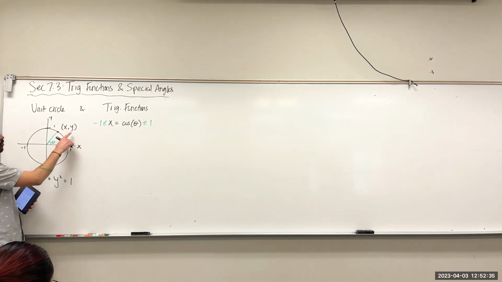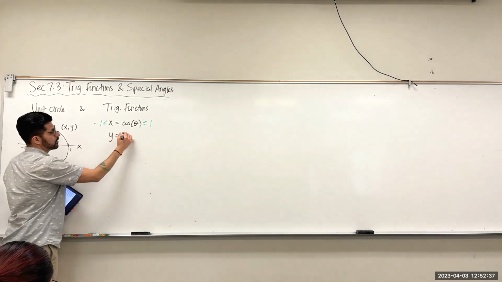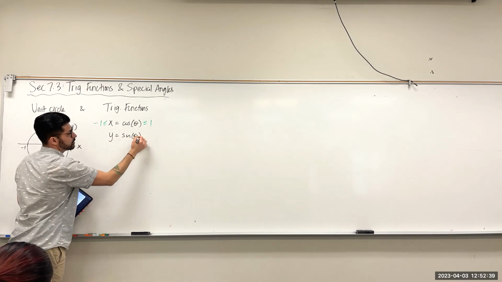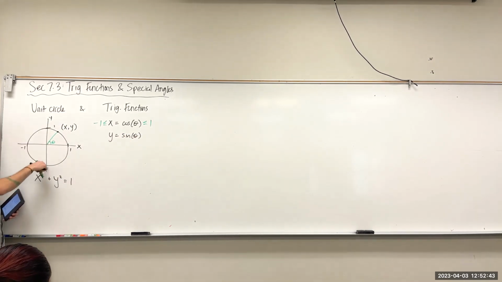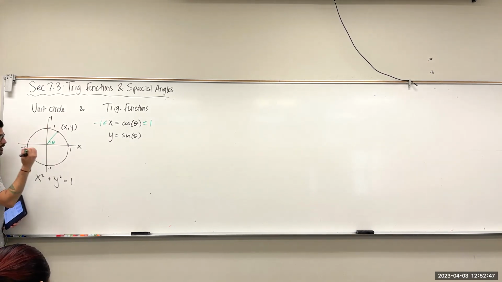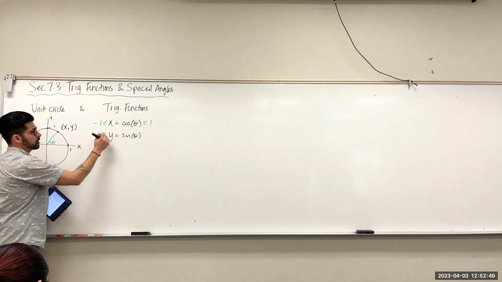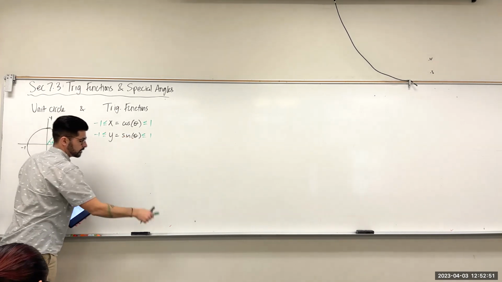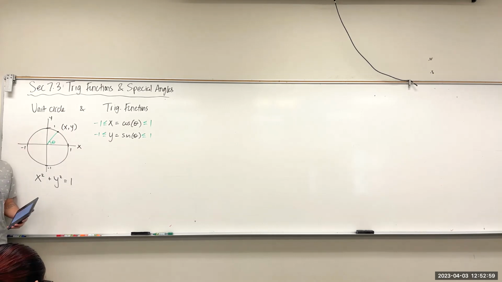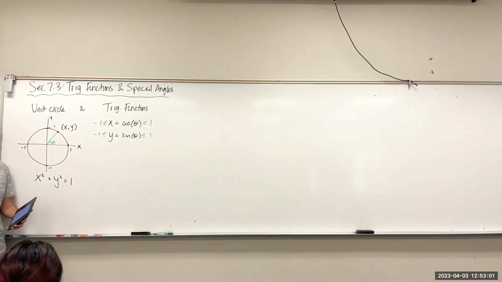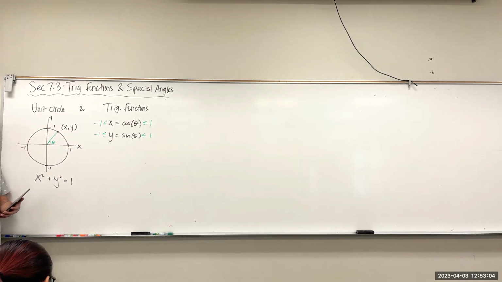We defined the y coordinate to be the sine of that angle. And the same thing, as I move this around, the y coordinate could be as big as 1 or as negative as negative 1. Okay. And then we use this to then define all the other functions. I'm not going to write them all down. Doesn't take too long. But that's kind of where we started.